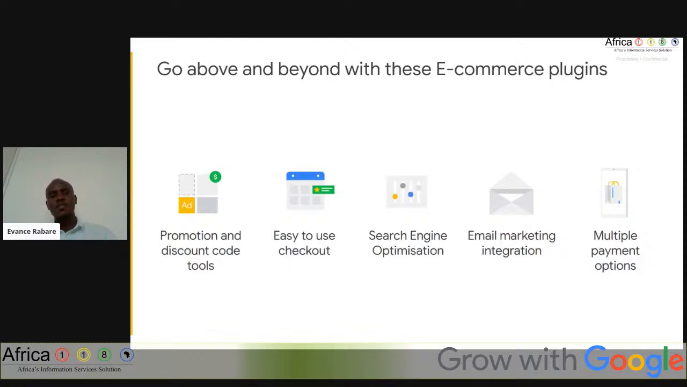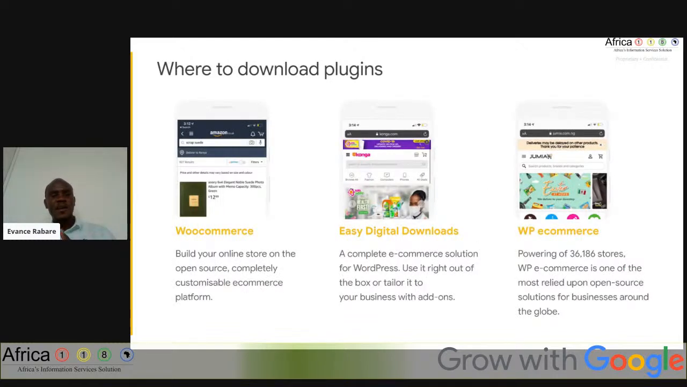You can also use a search engine optimization plugin, as I've just mentioned, similar to email marketing integration, and also multiple payment options. For instance, in your e-commerce, you can incorporate Abyssinia payment gateway, Dashen payment gateway, Commercial payment gateway, and even PayPal, so that if somebody has an account with Dashen, they are able to pay. If somebody has an account with Abyssinia, they are also able to pay. So multiple payment options is very crucial if you're expecting payment from different areas. So where do you get these plugins? WooCommerce, Easy Digital Downloads, and WP e-commerce.